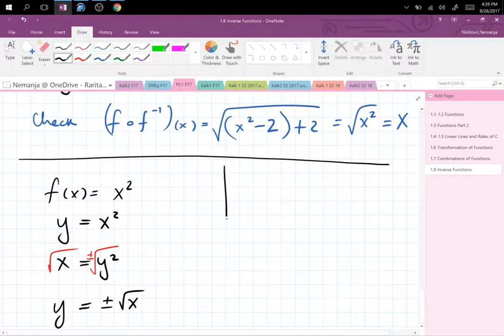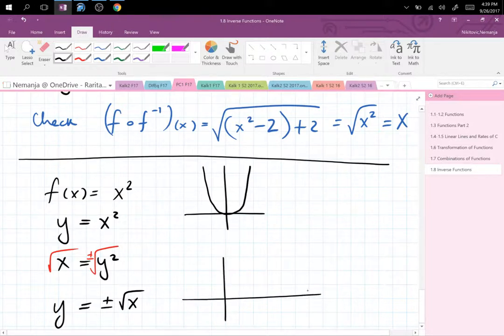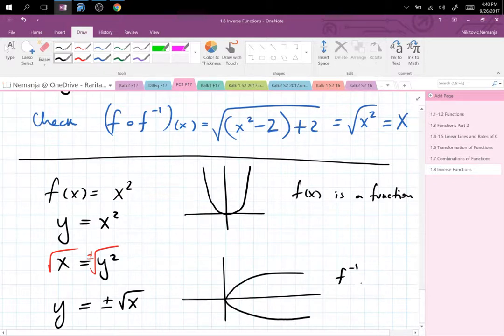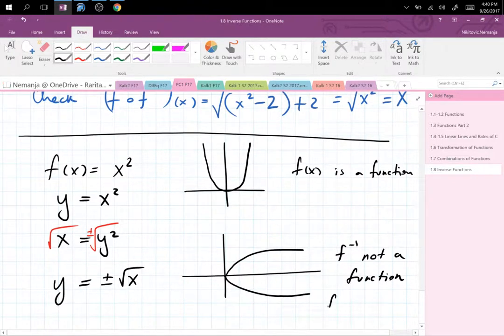Observe the graph of the input function, and then observe the graph of the output function. Clearly, x squared passes vertical line test, so f of x is a function. Clearly, f inverse is not a function, as it fails vertical line test.